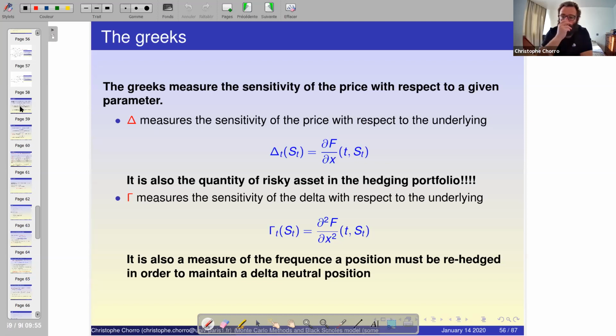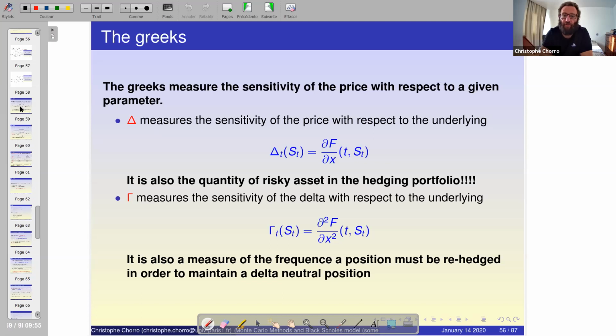Okay, so what we call the gamma, that is the sensitivity of the delta of the composition of my hedging portfolio in risky assets with respect to the underlying, will be a quantity that in practice will be very important to know in order to handle the frequency of my construction of the hedging portfolio.